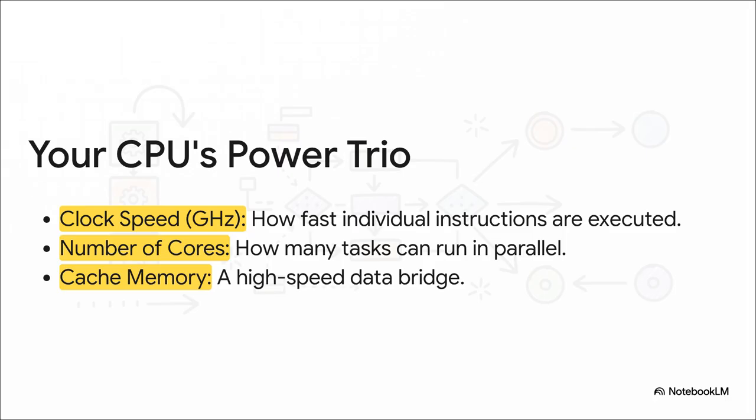But we kind of hit a wall there. We couldn't just make them infinitely faster. The big breakthrough was adding more cores. The number of cores tells you how many separate jobs a CPU can tackle in parallel. Ever wonder how your computer can stream music, let you browse the web, and run an antivirus scan all at the same time without melting? Yep, that's your multiple cores working in parallel.